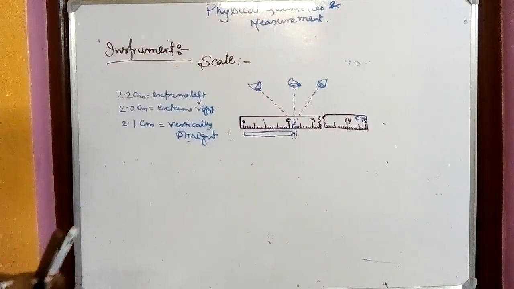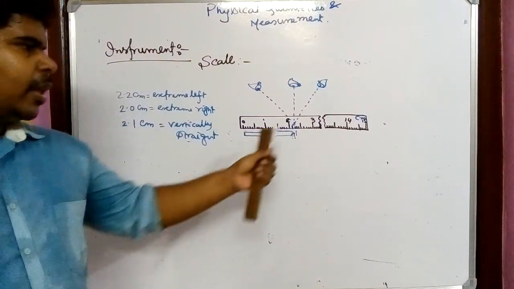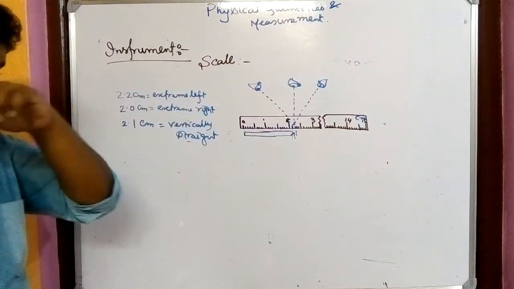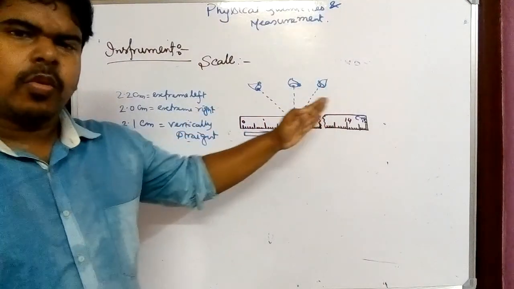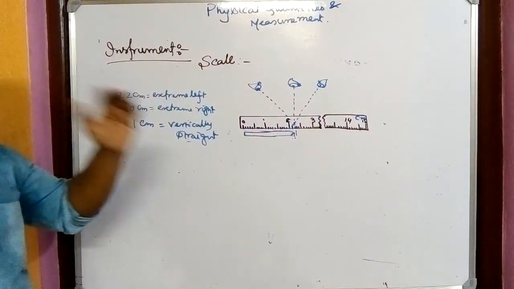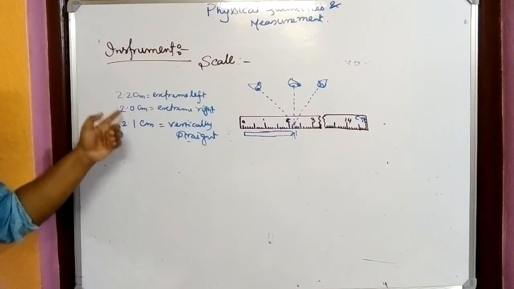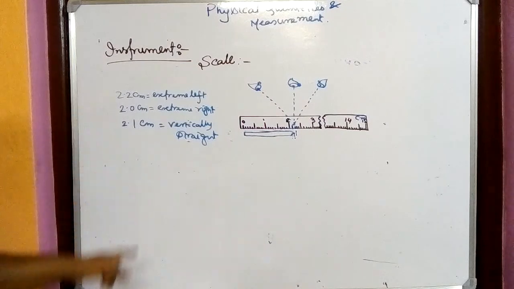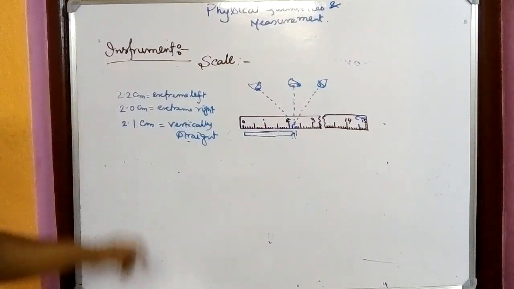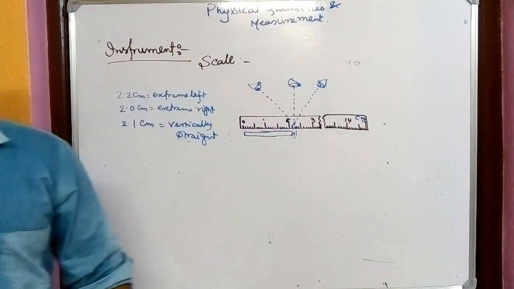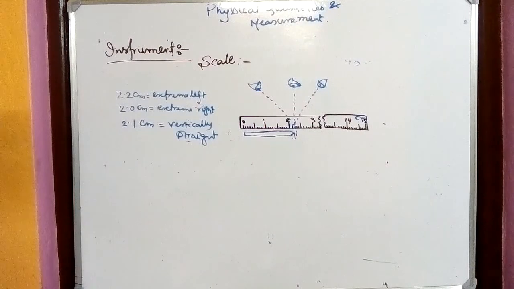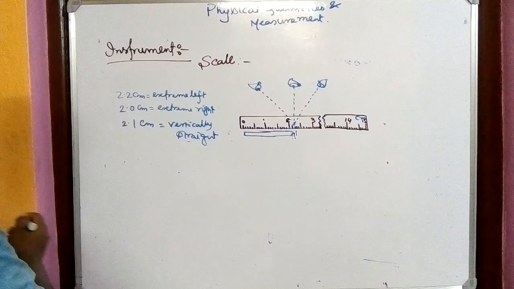So, whenever we see the terminal value, the reading, from a different angle, the value is coming different. Now the question has come, which one seems to be the correct digit or the correct reading? How do we understand? For that case, we have to follow a rule.